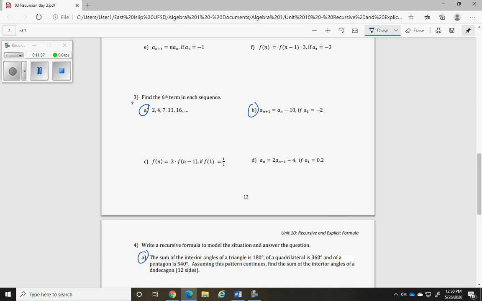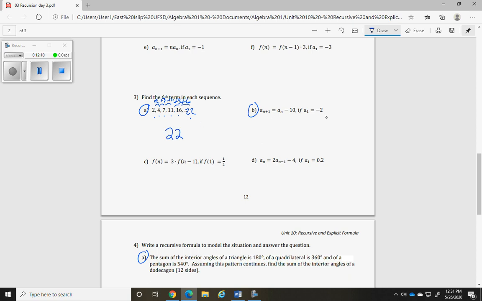On something like number 3, they're asking for the 6th term in a sequence. So when it's a recursive formula, you have to just continue the pattern that you see. So it looks like I add 2, then I add 3, then I add 4, and then I add 5. So now I have to add 6. So I get 22. 1, 2, 3, 4, 5, 6. So I'm done. I just had to find the 6th term, which is 22.